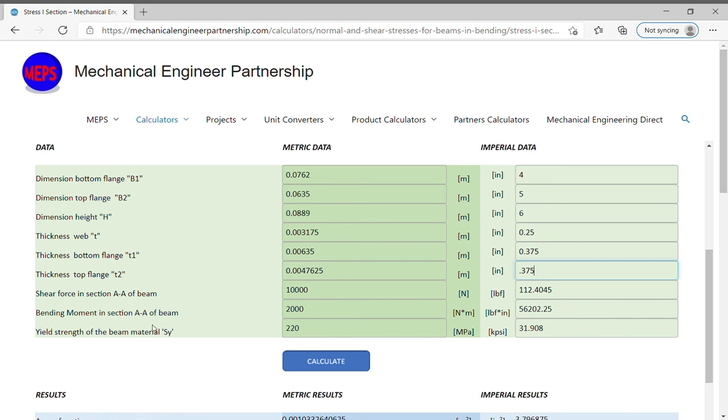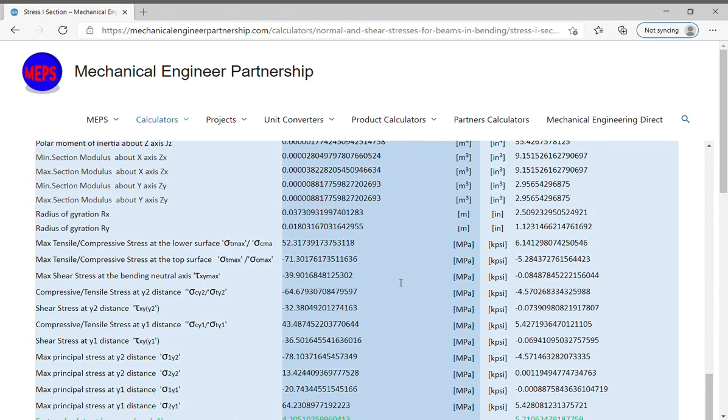ASTM standards, minimum yield strength of the beam material SY32, for example 1018 steel in hot rolled condition. Calculate. The results are in the blue table.